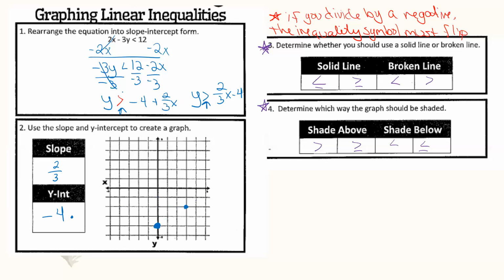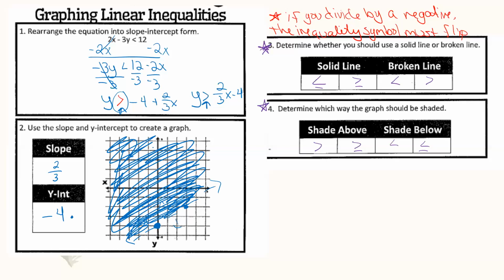Looking at our inequality symbol again, it's a greater than symbol now. So if we come over here and look, we're going to need to make this a broken line. A broken line, guys, is just a dashed line. A dashed line still has arrows on each end. You need to ask yourself, are we shading above or below? Since it's greater than, we're going to be shading above. So everything above that line gets shaded, meaning everything in that shaded area would be considered a solution to this inequality.